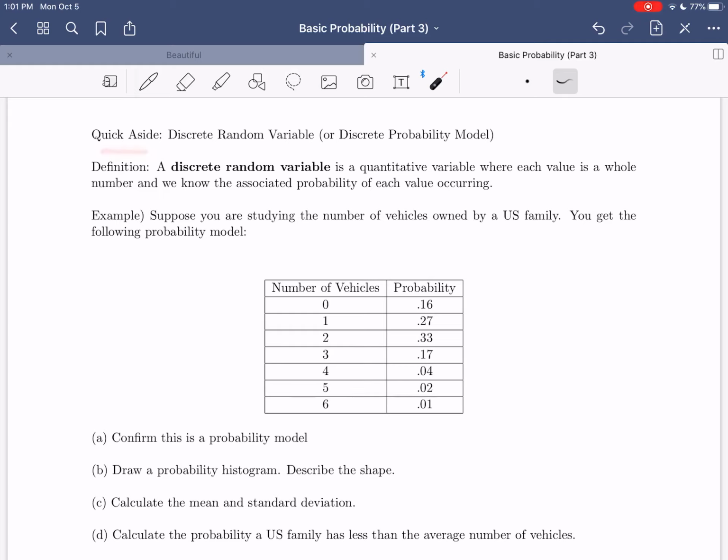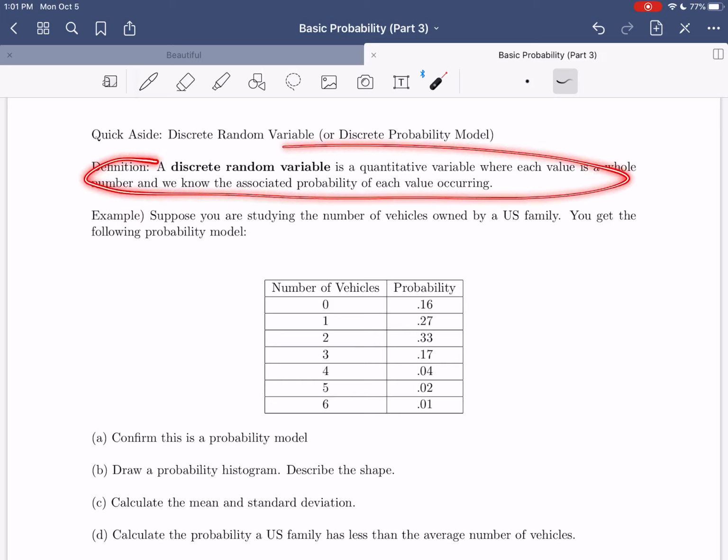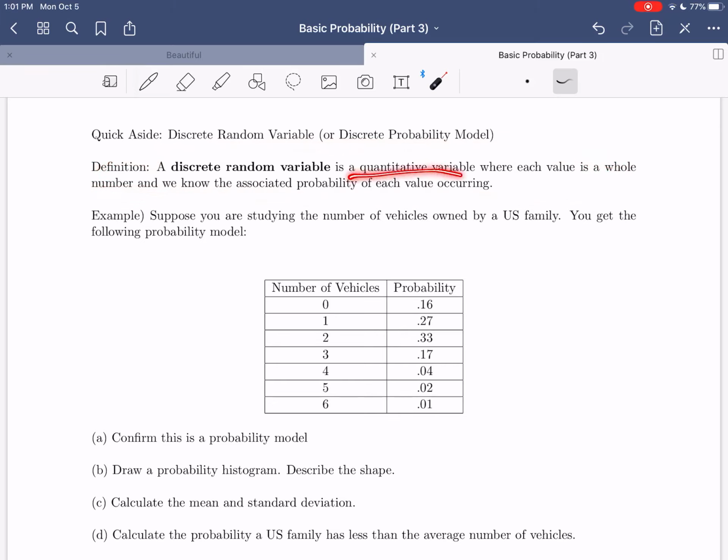So this quick aside is on what is called in mathematics or in statistics a discrete random variable, or sometimes called a discrete probability model. A definition here is that a discrete random variable is a quantitative variable. So there's the statistics element. Remember, a quantitative variable is where each individual is assigned a value, where each value is a whole number. That's what makes it discrete, right? Remember, discrete means that you don't get any values in between. You don't get any fractional values. You just get whole number values. And we know the associated probability of each value occurring. So in other words, we know what is the chance that somebody gets this value, what is the chance that somebody gets that value. So we're going to jump right in and look at an example of this.